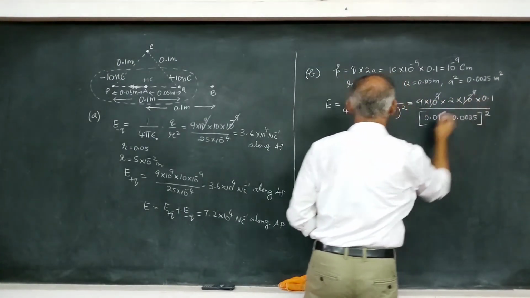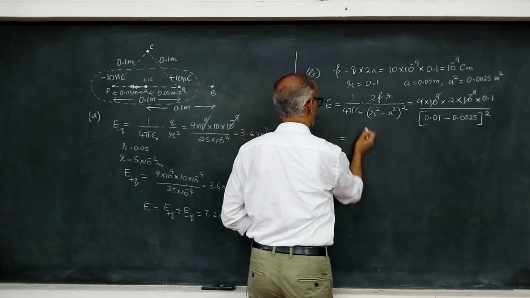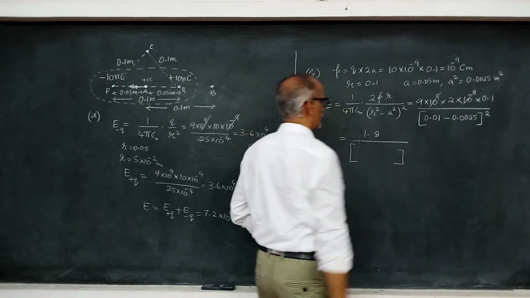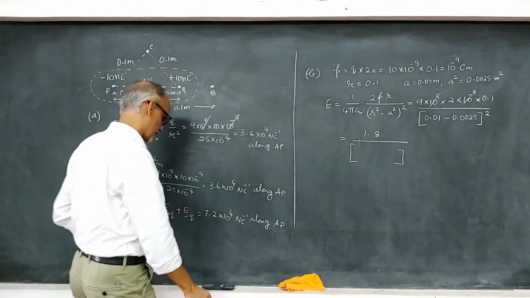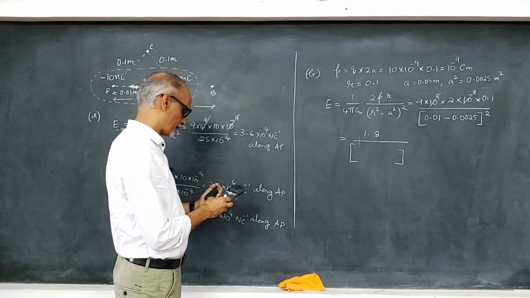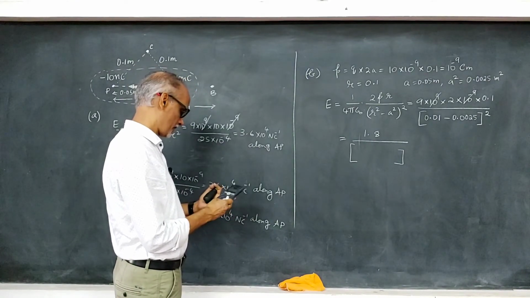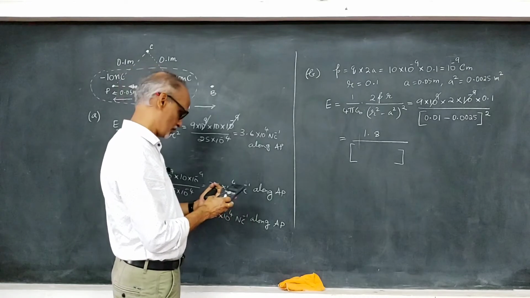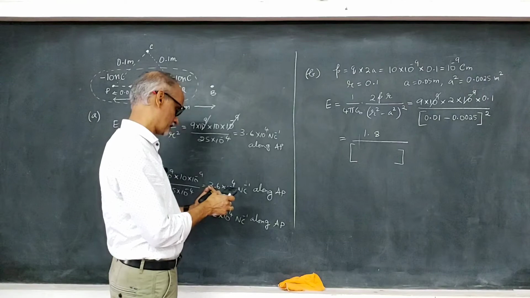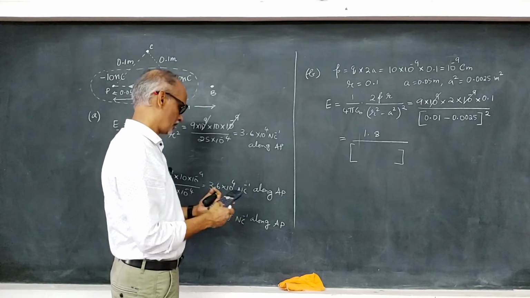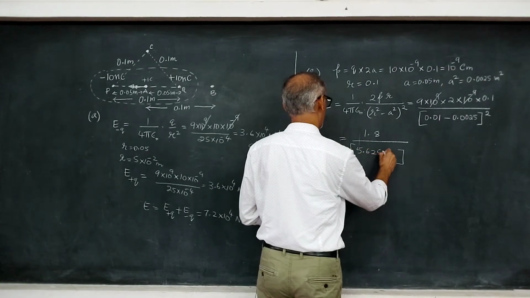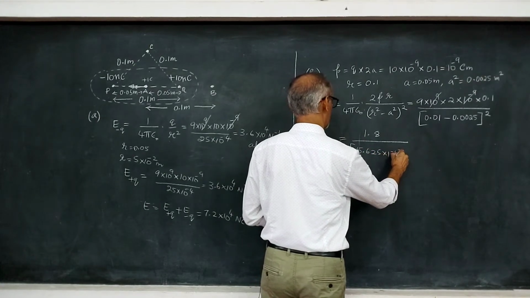So this will get 9 into 2 is 18. 18 into 0.1 is 1.8. It's 1.8 divided by 0.01 minus 0.0025. So let's use a calculator for that, and then we'll take the square. So we have 0.01 minus 0.0025 and then square. So on squaring we get 5.625 into 10 to the power minus 5.